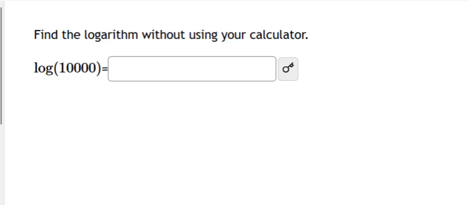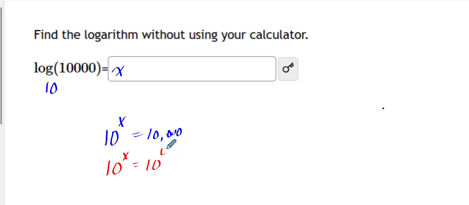It says find the log without using the calculator. All right, so this is really a 10 down here, and this is going to be an unknown. So 10 raised to x is equal to 10,000. Now, I can rewrite 10,000 as 10, counting my zeros, to the 4th. So x equals, guess what? 4. And there you go. So 4 is the answer. This concludes part 1 of section 6.3, logarithmic functions.